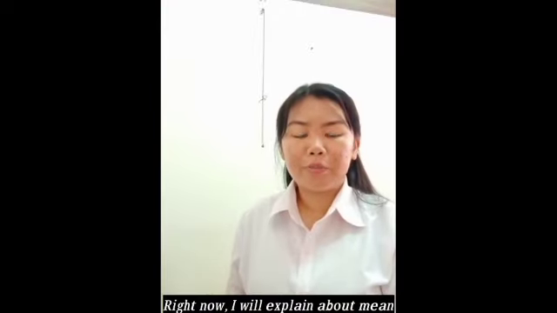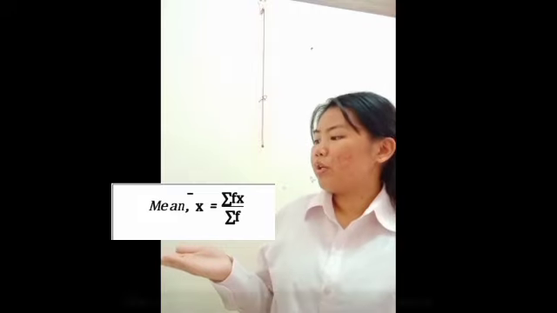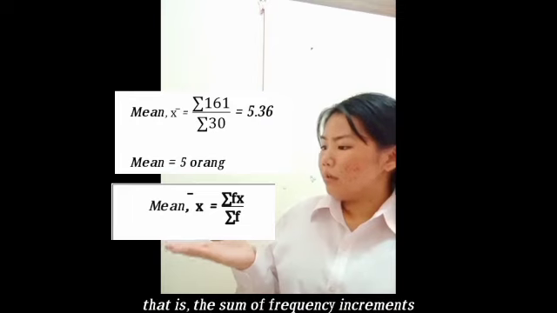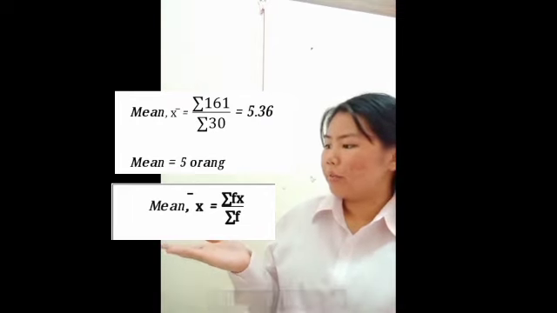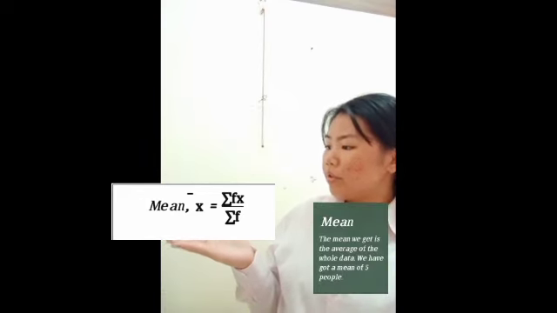Right now, I will explain about the mean. This is the calculation of the mean. We calculate the mean using this formula, that is the sum of the frequencies multiplied by the midpoint and then divided by the total number of frequencies. The mean we get is the average of the whole data.